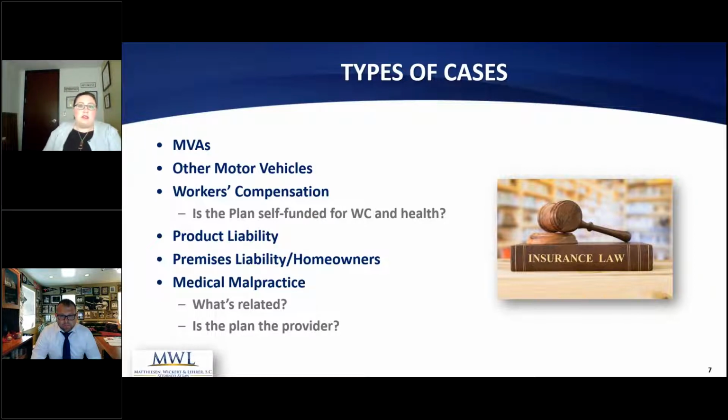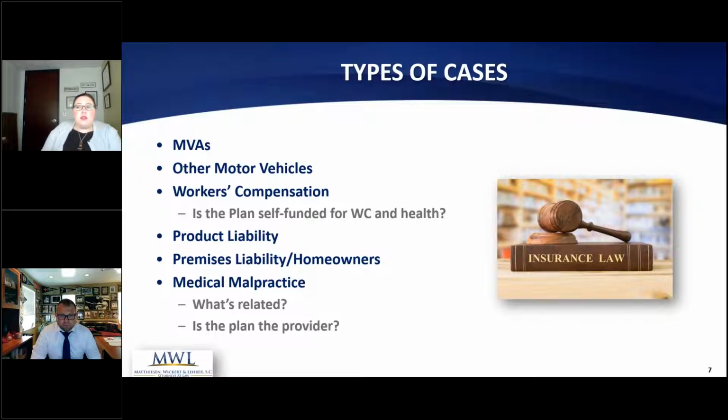Because that happens all the time, especially in cases that we get involved in, where, for example, a court wants to make sure that all the lien holders are a part of the litigation. And so finding out how the workers' compensation is funded is something that you should be thinking about every time you get a workers' compensation file.